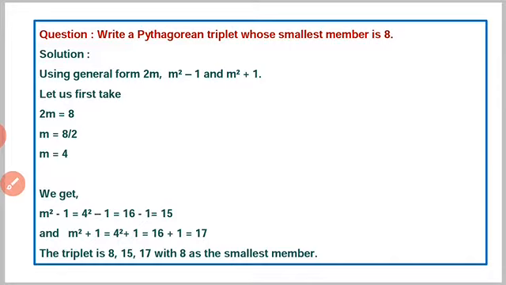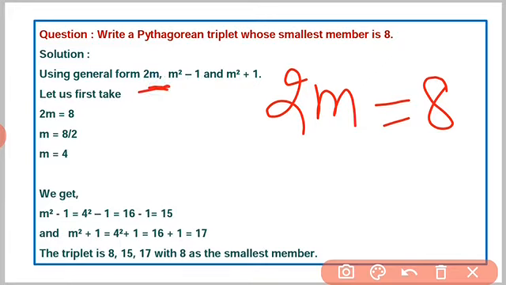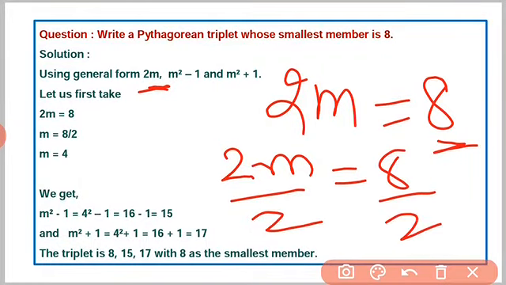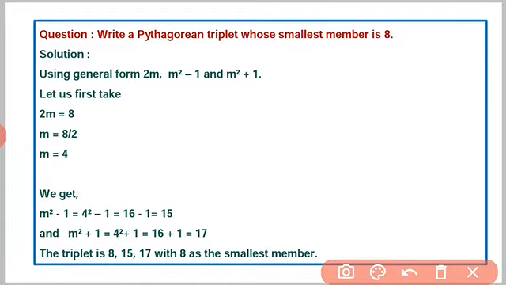To start with, we will equate 2m and 8. So I have equated one of the members with 8. So we will find the value for m. Keep m on one side and divide both LHS and RHS by 2. So how much is m? m is equal to 4. So we got the value for m.